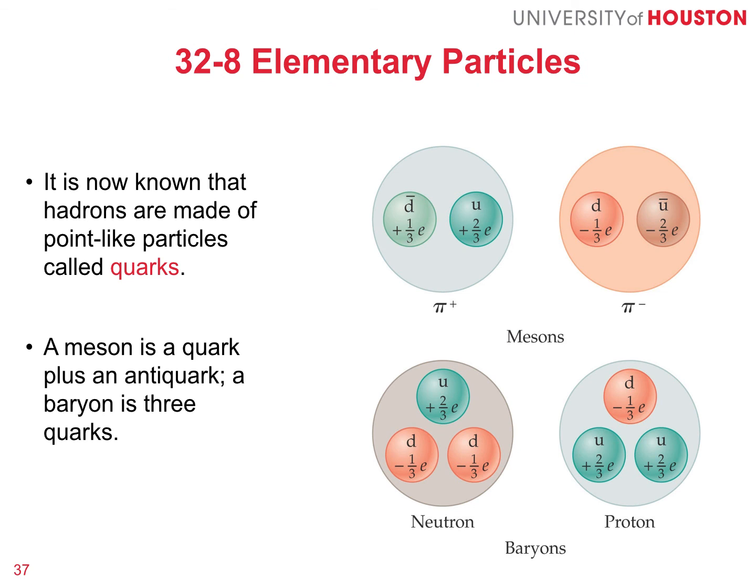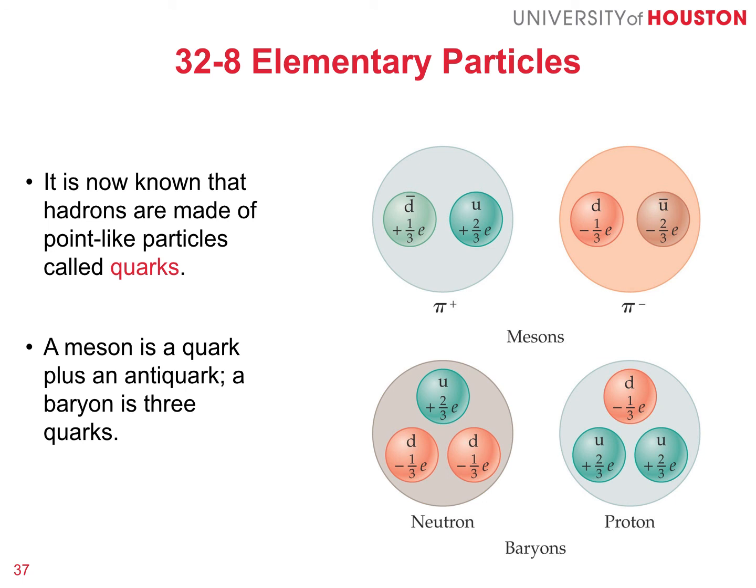Here we have the two types of hadrons, the mesons and the baryons, both of which are made up of these things called quarks, which themselves have no internal structure like leptons. A meson will have a quark and an antiquark, and a baryon will have three quarks.